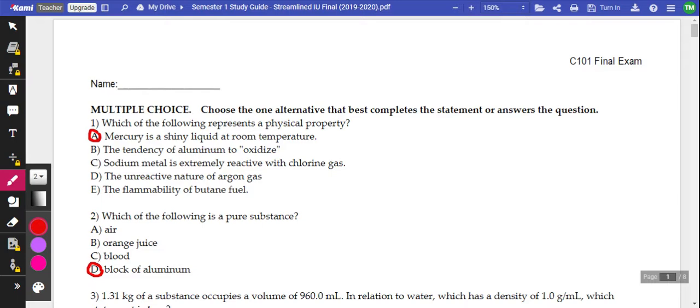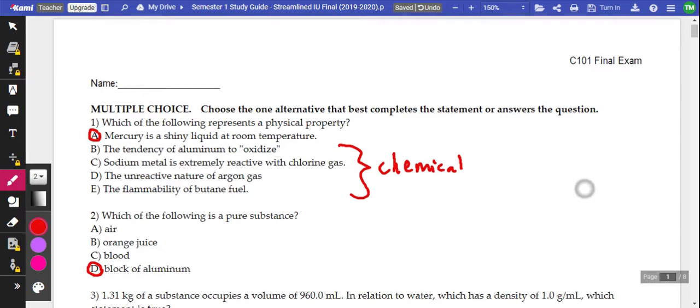Sodium metal is extremely reactive with chlorine gas. Okay, yeah, again, reactive, so that's a chemical property. It's about how it is interactive with other chemicals. The unreactive nature of argon gas, the flammability of butane fuel, all these have to do with chemical properties. Okay, so our physical properties like luster and boiling point and melting point and things like that are more about how the substance physically acts rather than chemically. So really, as long as it's not about how it reacts or how it behaves in other chemical environments, then it's probably going to be a physical property.